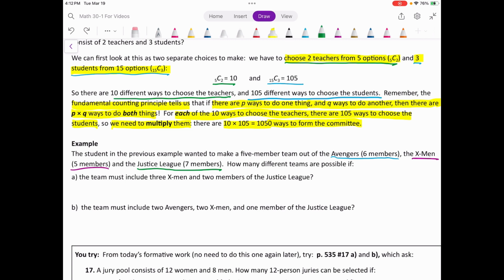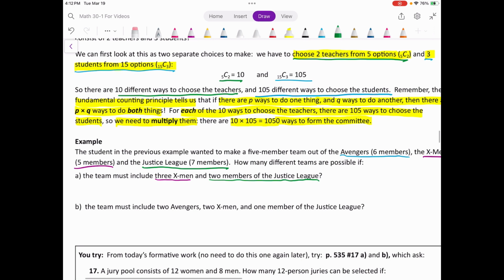Okay, so we need to have 3 X-Men and 2 members of the Justice League. So do you see how this is kind of like making 2 separate decisions, right? We've got to choose 3 X-Men from 5 options, and then we've got to choose 2 Justice League members from 7 options, right? And then we've got to multiply those together. We don't always have to split it up like this, but for our first example, I might, just to really illustrate the thought process. We have to choose 3 X-Men, we have 5 options. So how many ways are there to do that? Just to choose our X-Men? Well, 5 choose 3, right? Giving us 10 total ways we could just choose the X-Men.